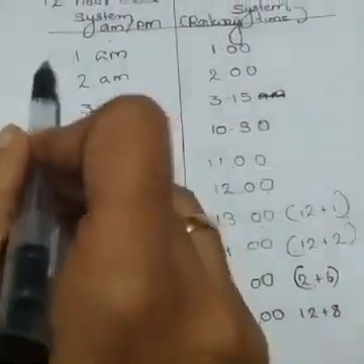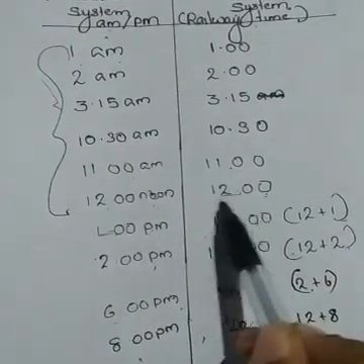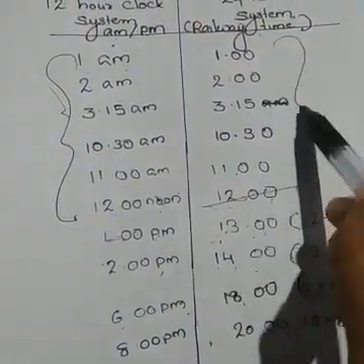Listen here. All the times given in AM are also equal in railway time.